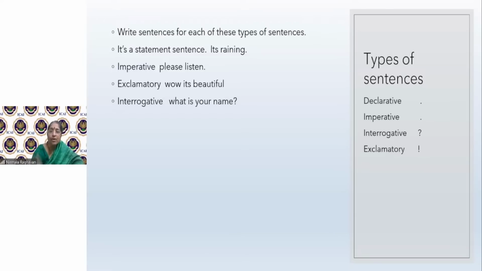Yeah. Now, declarative sentence, it is a simple sentence. Imperative is a command sentence. Do this, do that. Interrogative is a question sentence. Exclamatory is an exclaiming sentence.